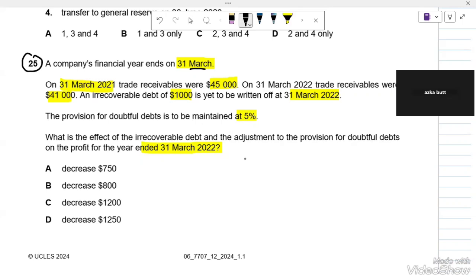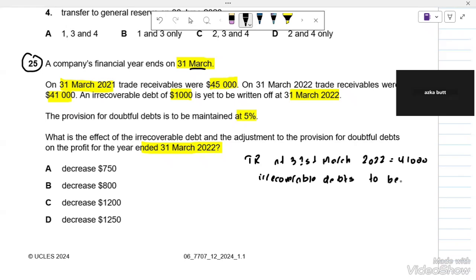Trade receivable at 31st March 2022 was $41,000. And irrecoverable debts are to be written off, which is $1,000. So after writing off the irrecoverable debt, the adjusted trade receivable becomes 41,000 minus 1,000, so this is 40,000.